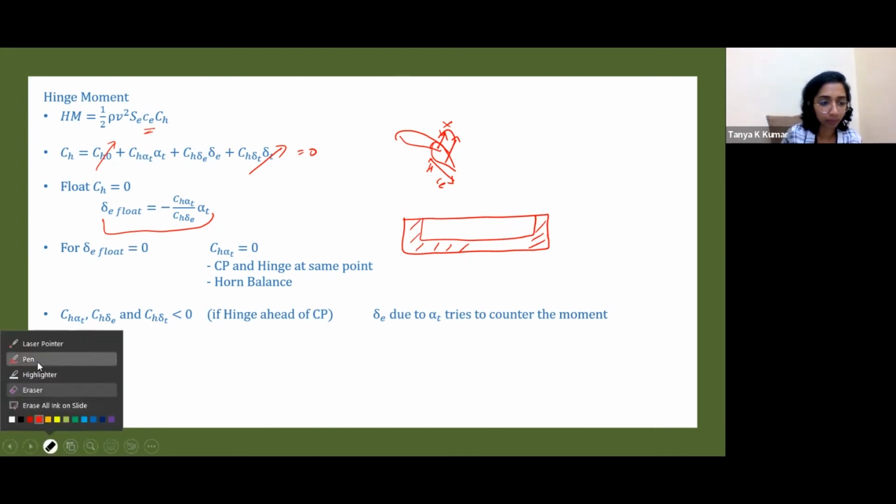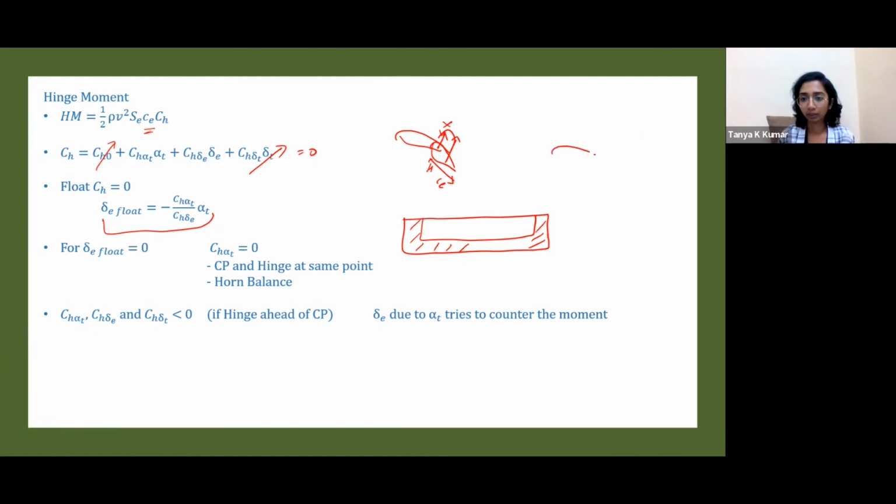I'll just draw it again. So this is your vertical tail and this is your elevator. When you deflect it down, this entire thing deflects. But this portion contributes towards negative CH alpha T, and this portion contributes towards positive, so it produces a positive moment. So it cancels out and you have CH alpha T equal to 0. So these are the two ways to get delta E float to be 0.